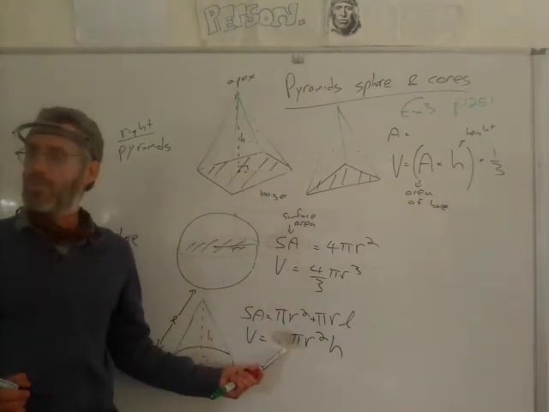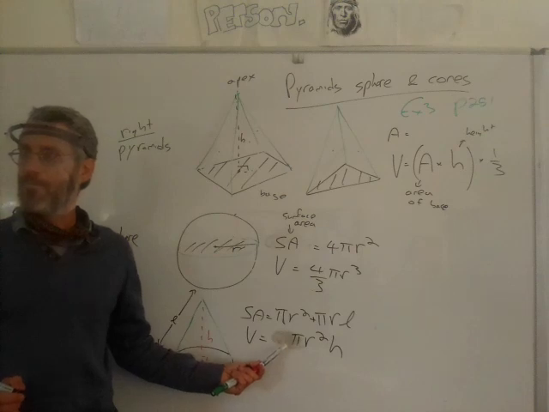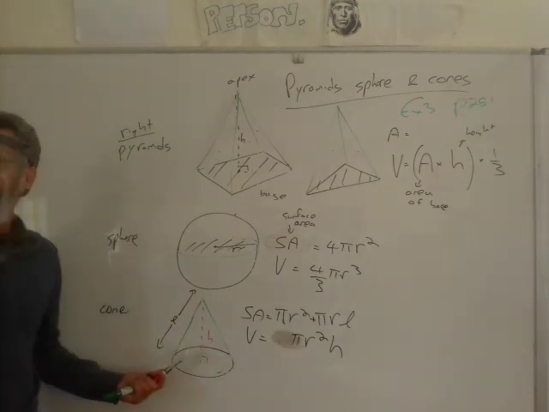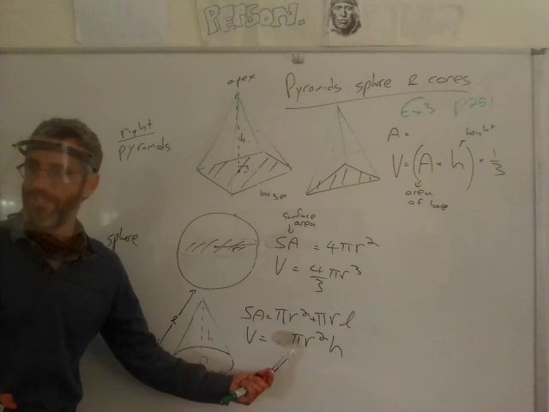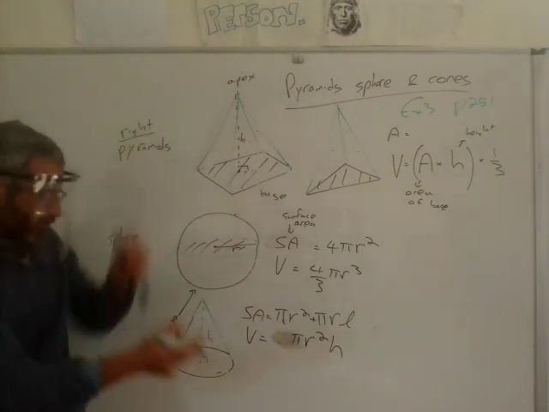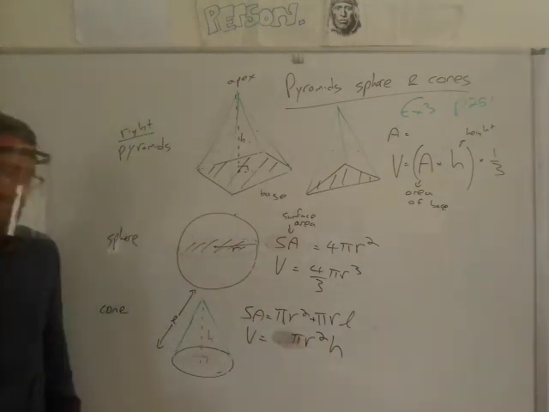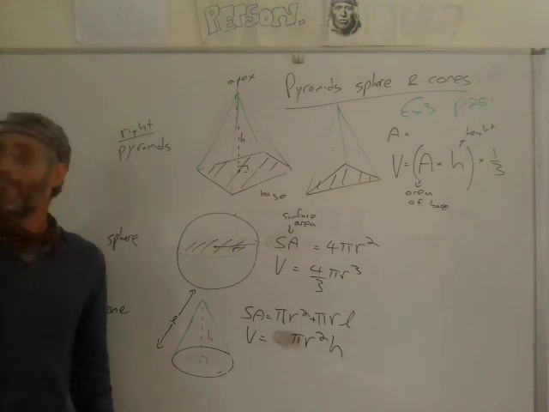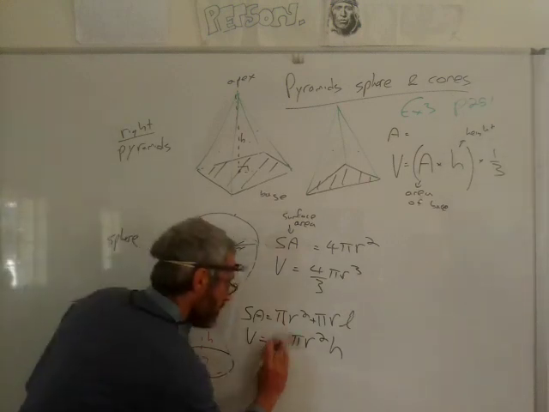But now what do you reckon we need to times it by to calculate the volume of the cone? If this is the volume of a cylinder, with the top and the bottom, pi r squared times h, what do you have to times it by now? Pi r squared. Okay.